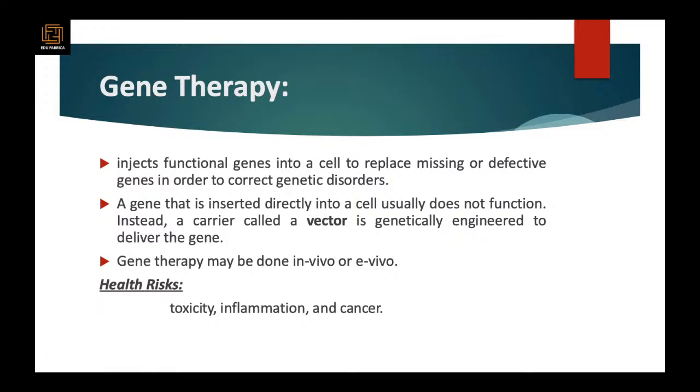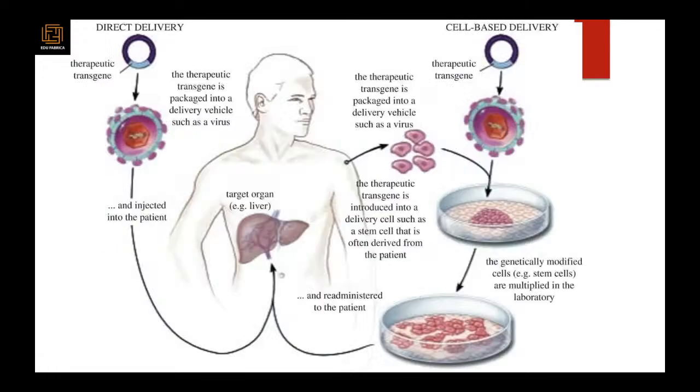You can do gene therapy in this, which injects functional genes into cells to replace missing or defective genes in order to correct genetic disorders. A gene that is inserted directly into a cell does not function. Instead, a carrier called a vector is genetically engineered to deliver the gene. So gene therapy may be done in vivo or ex vivo. The health risks are toxicity, inflammation, and cancer.